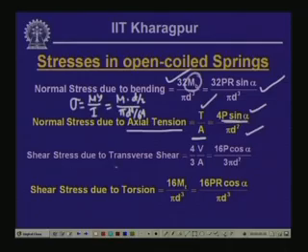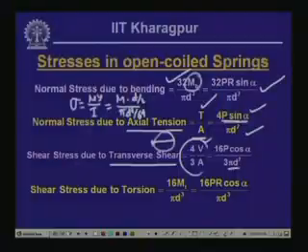Now, the shear stress due to transverse shear, as you have seen, the transverse shear is equal to V, which is P cos alpha, and the maximum shear, which we get at the diameter of the circular section, is equal to 4/3 V by A. If we write A as pi d square by 4, it gives rise to 16 P cos alpha by 3 pi d square.